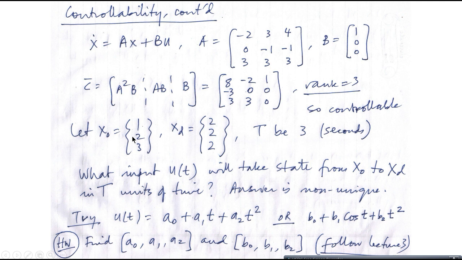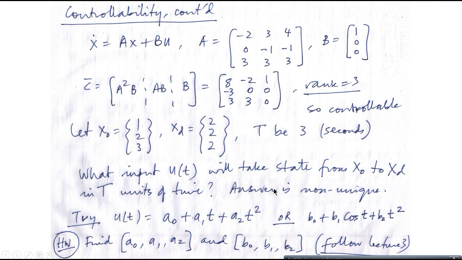Let the initial state be 1 2 3. You can see it is arbitrary. Let the desired state be 2 2 2, another arbitrary state. Let capital T be 3. What input u of t will take the state vector from x0 to xd in T units of time? The answer is heavily non-unique.